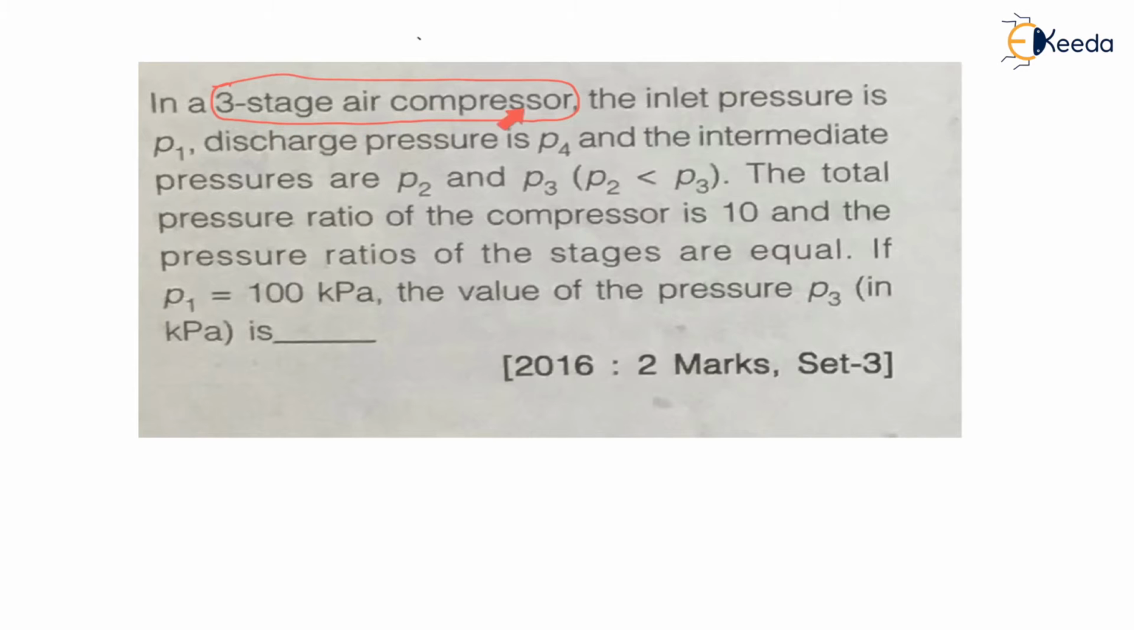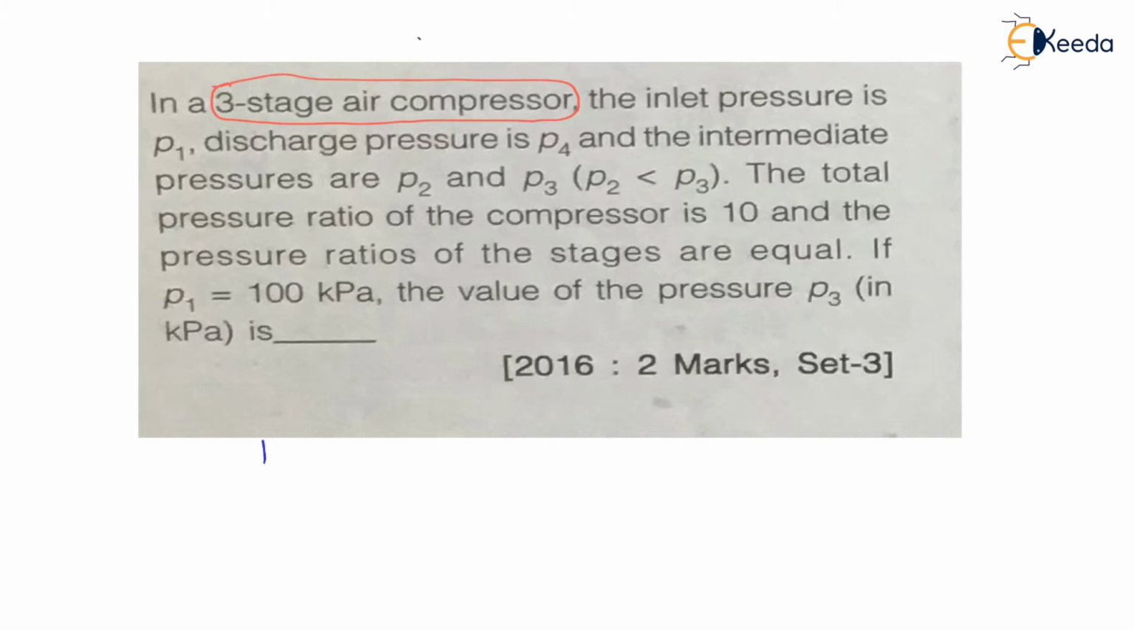In a 3-stage air compressor, the inlet pressure is P1, discharge pressure is P4, and the intermediate pressures are P2 and P3, where P2 is less than P3. The total pressure ratio of the compressor is 10. Now here it is a 3-stage compressor. So let us understand this.